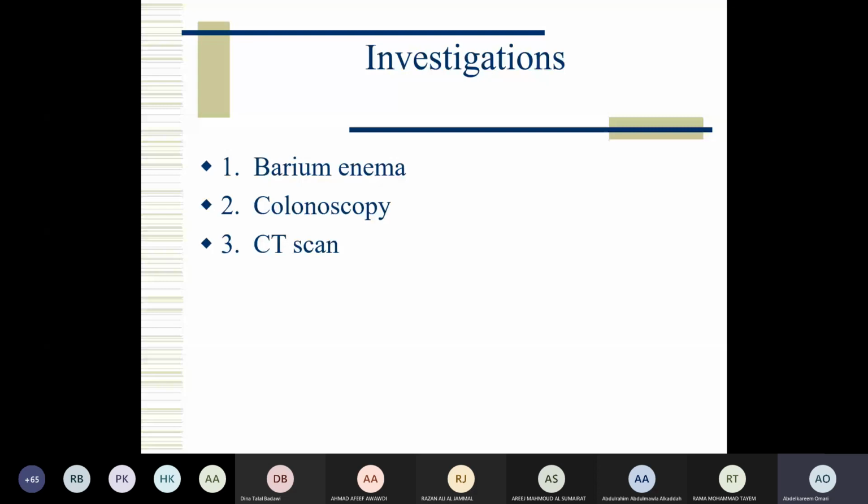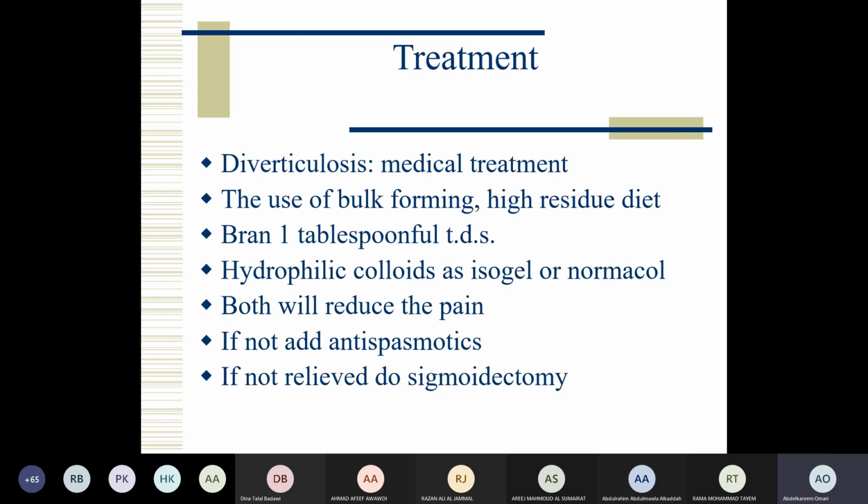Colonoscope, of course, we use colonoscopy and CT scanning to diagnose the condition. The treatment is a medical treatment. At the beginning, guys, it is a medical treatment.